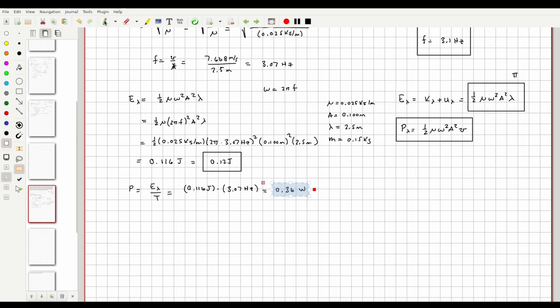Oops, again, I don't know what I'm doing here. That's how many joules per second that string vibrator is going to have to supply to the string in order to make the standing wave act the way that it does.